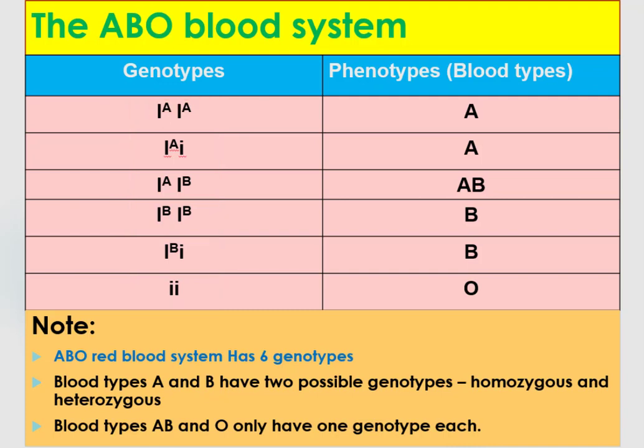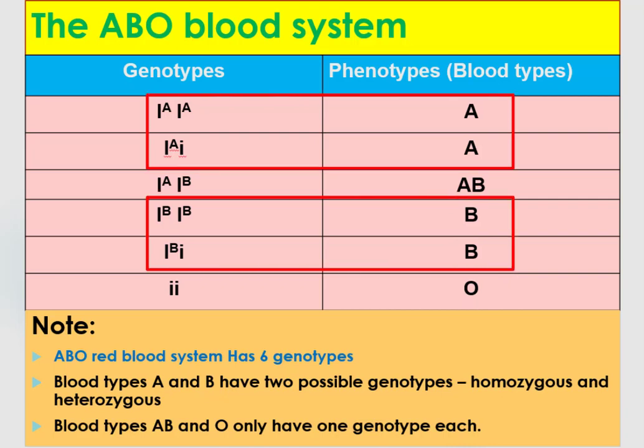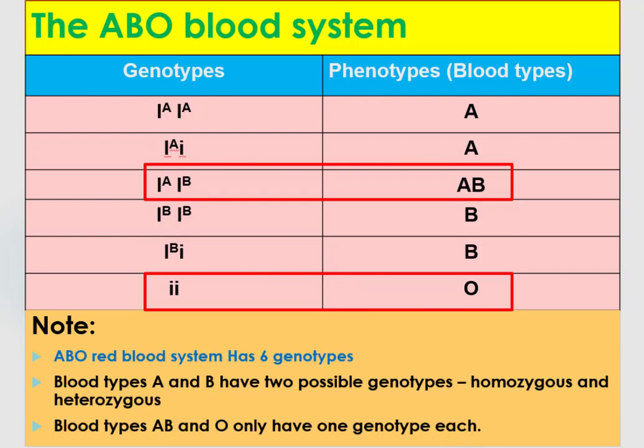The six genotypes of the ABO blood system are IAIA, IAIO, IAIB, IBIB, IBIO, and IOIO. And the phenotypes are blood group A, blood group AB, blood group B, and blood group O. Blood types A and B have two possible genotypes, that are homozygous and heterozygous. Blood types AB and O only have one genotype each.